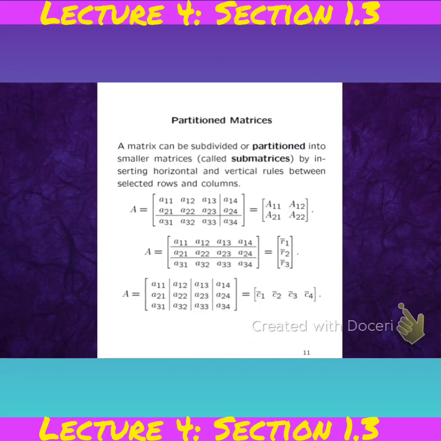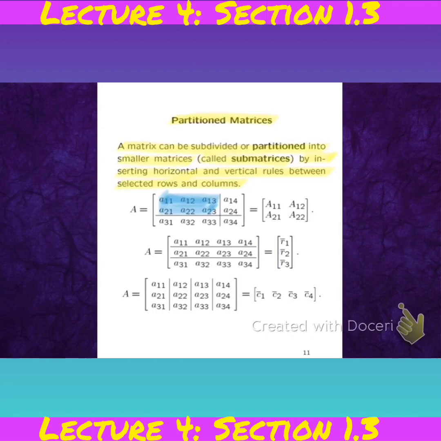separately. Okay, partition matrices. A matrix can be subdivided or partitioned into smaller matrices. These are called submatrices, by inserting horizontal and vertical lines between selected rows and columns. So as an example, we can partition A into basically 3 parts. A is a 3 by 4 matrix. We can take the first 2 rows and the first 3 columns and group them all together as one unit.